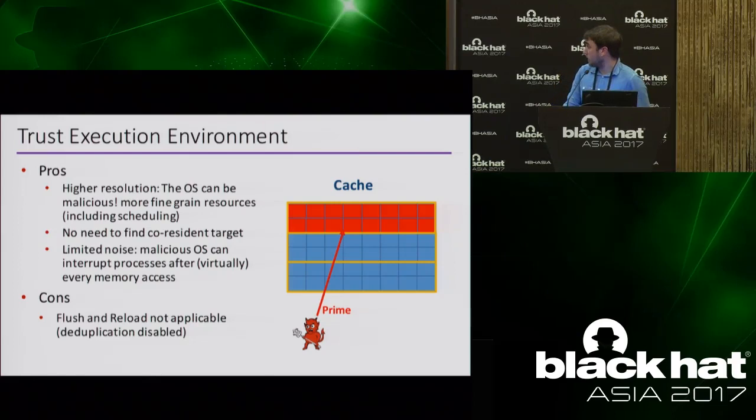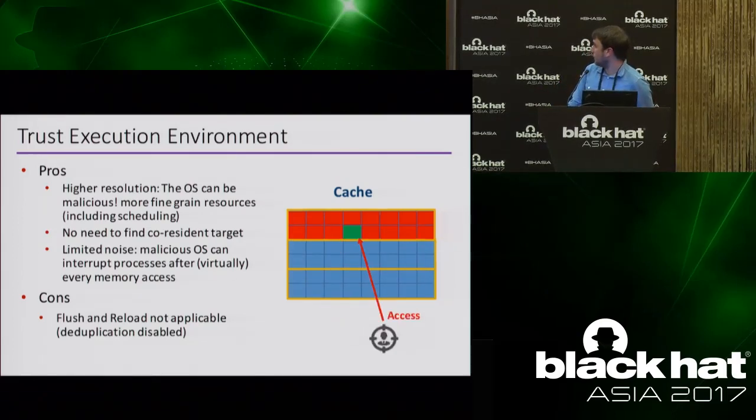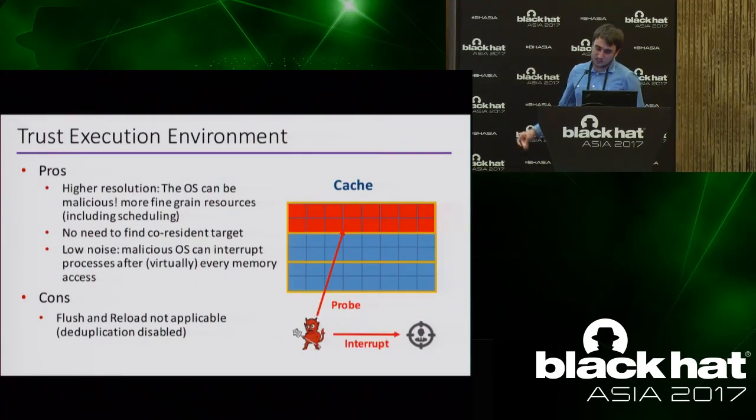So the way it would work is you have a malicious operating system that primes the cache at the beginning. Then we let the victim execute one, or hopefully one or two, memory accesses, and then we stop the victim, right? As the operating system can do that, it can stop the victim after very few memory accesses and probe the cache again. Therefore it gets a very high time resolution, which is something you don't get in the other scenarios.